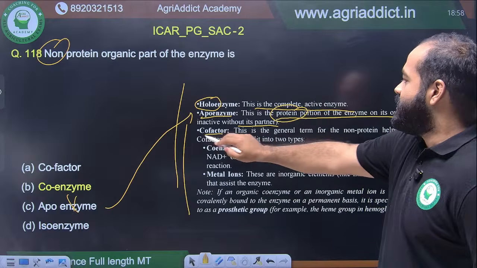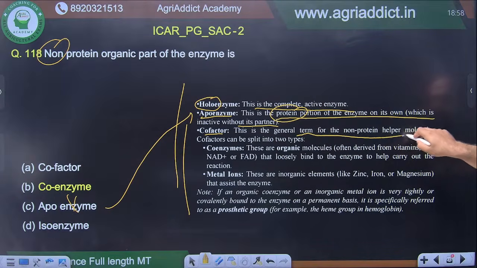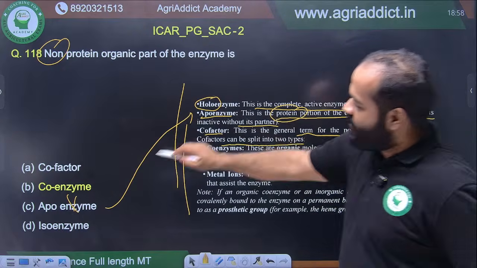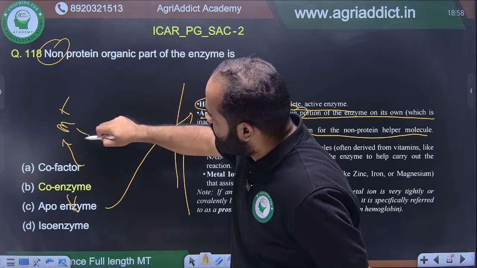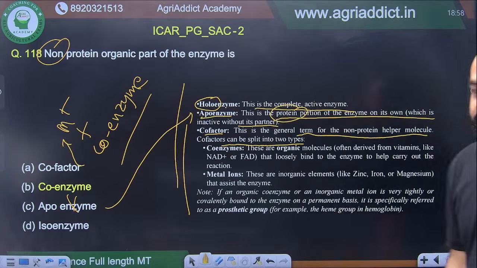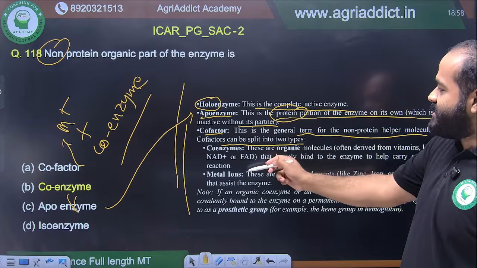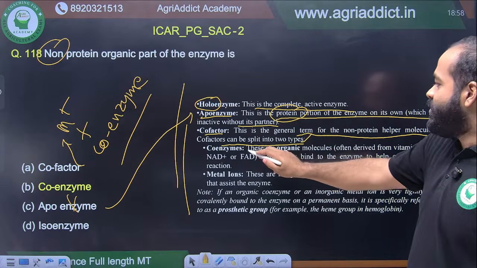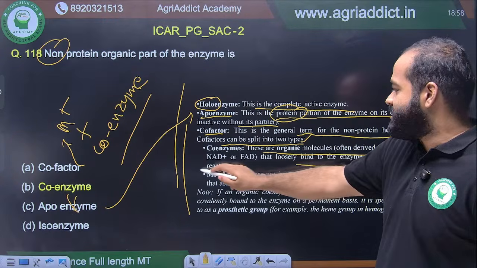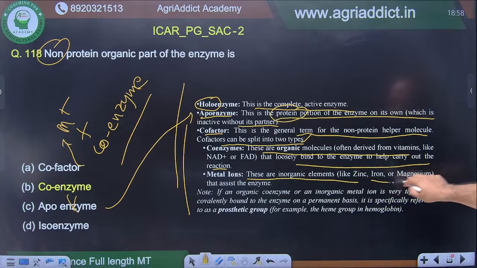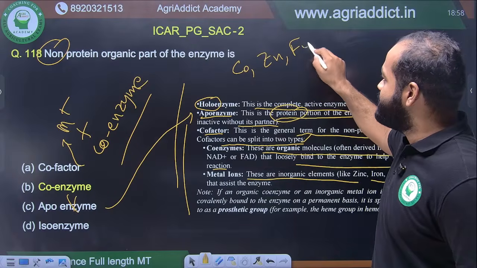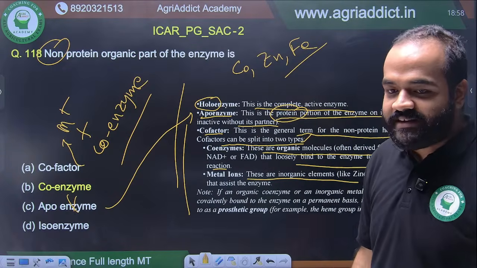After that is the cofactor. Cofactor is the general term for the non-protein helper molecule. Cofactor can be split into 2 types. Cofactor is made of metal ion plus coenzyme, right? Both together make the cofactor. Coenzymes are the organic, non-protein molecules that loosely bind to the enzyme to help carry out the reaction. And metal ions are the inorganic elements, like cobalt, zinc, iron, which we read as cofactors. So cofactors are mainly the metal ions.